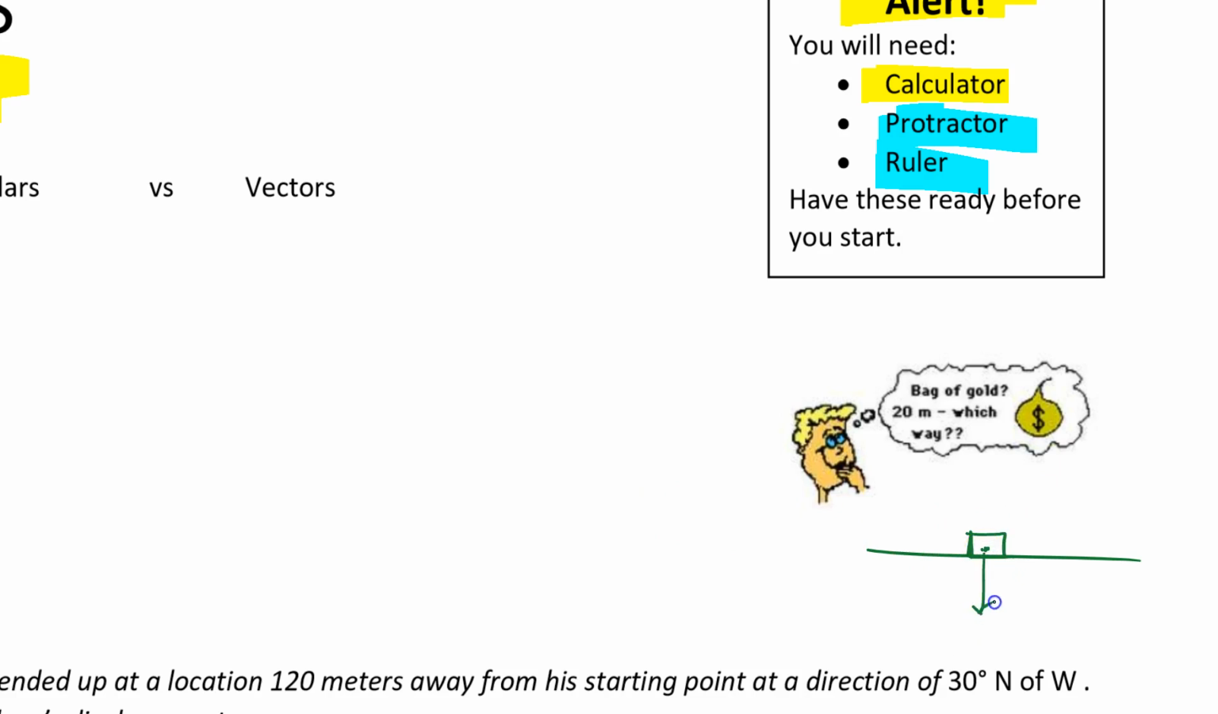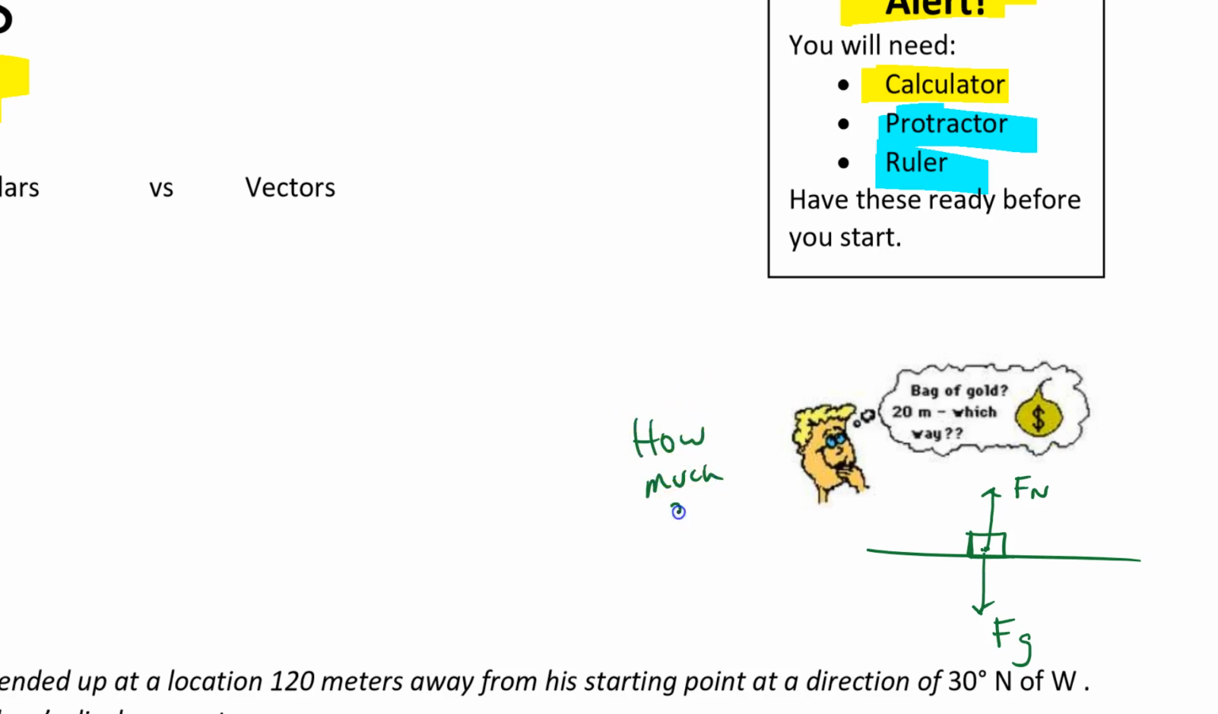Well, there'll be a force downwards. There'll be a force of gravity downwards. And there'll be the table that I placed the bag of gold on upwards, so that would be that normal force upwards.